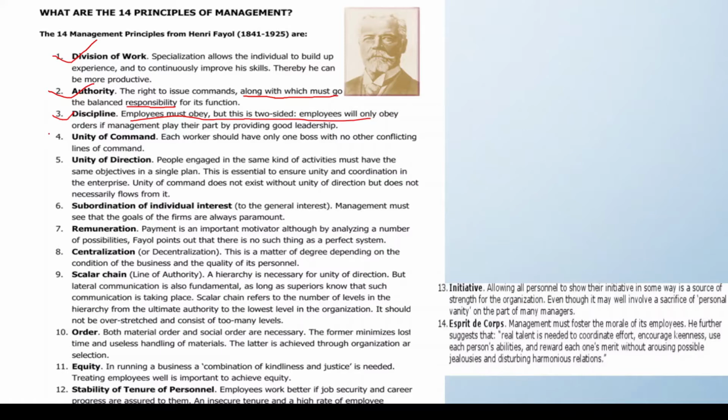And then comes the unity of command. It is really easy. Unity of command means one command in only one hand. Each worker should have only one boss with no other conflicting line of command. There should not be any confusion regarding the boss. There has to be only one boss to whom the employees will report.